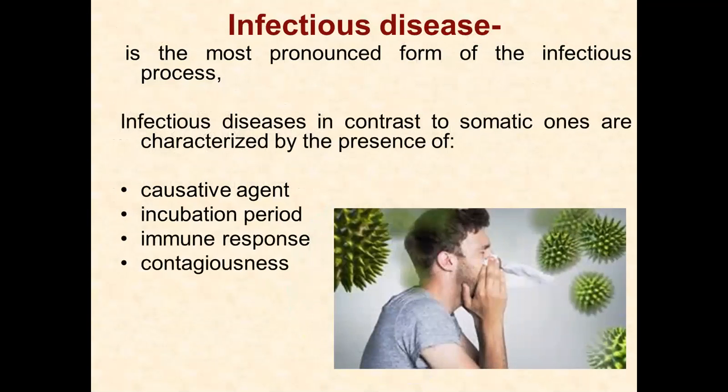Infection disease is the most pronounced form of infection process. Infection disease has many differences from the somatic ones. They are caused by a live causative agent, which may be bacteria, virus, protozoa, or fungi. Infection disease has an incubation period, which may last from some hours to some months. And the immune response develops as a result of interaction between the pathogen and human body. And infection disease is mostly contagious. They can be transmitted from person to person in different ways.